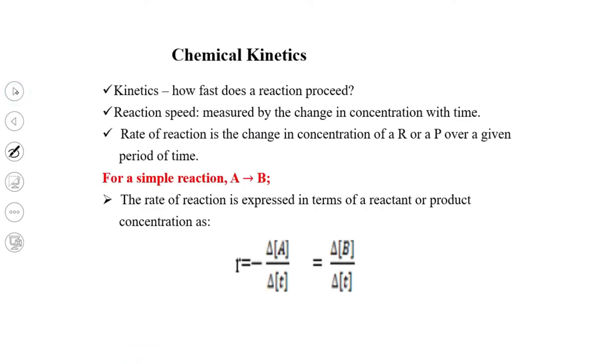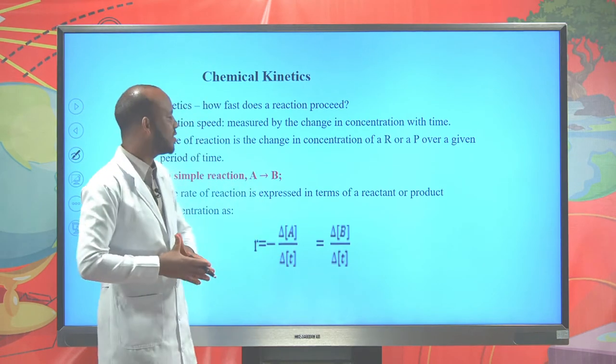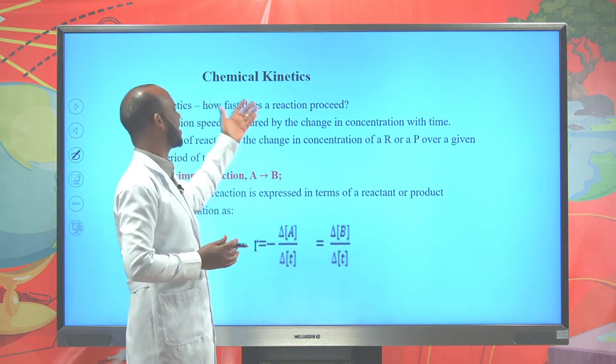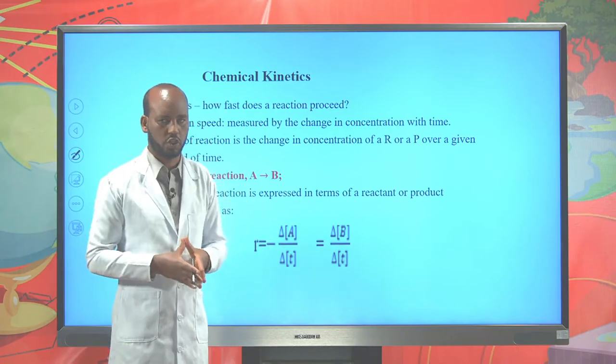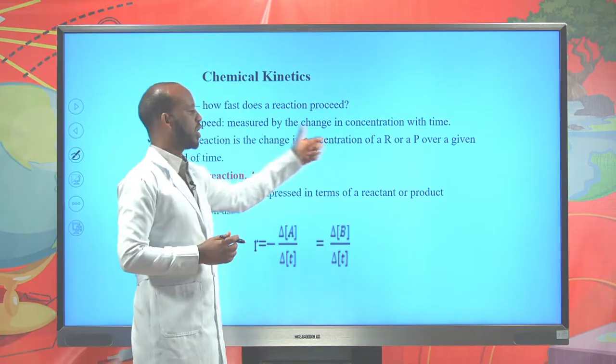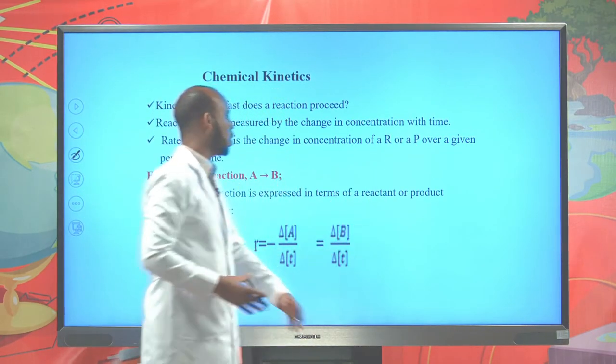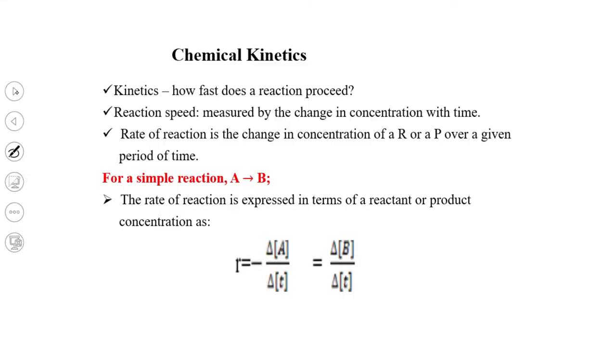Chemical kinetics. Chemical kinetics answers the question, how fast does a reaction proceed? Therefore, reaction speed is measured by the change in concentration with time. Rate of reaction is the change in concentration of a reactant or a product over a given period of time.